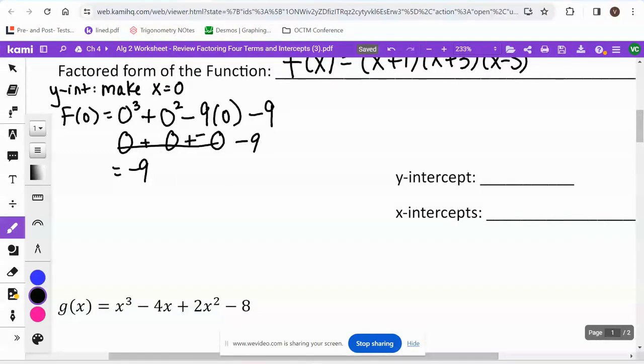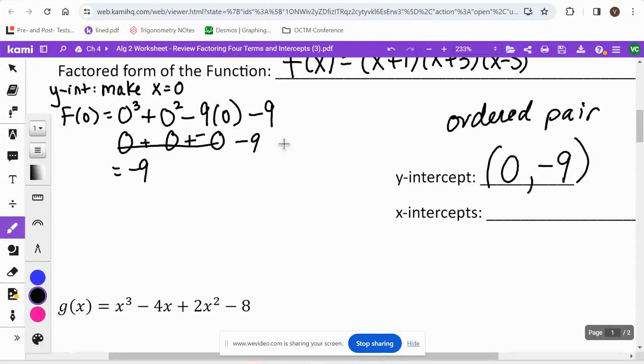So on my blank, I'm going to write the y-intercept. This is something that most people remembered, but some of you still forgot. How do I write an intercept? 0, -9, what is that thing called? Ordered pair. If you are asked to find intercepts, ordered pair.